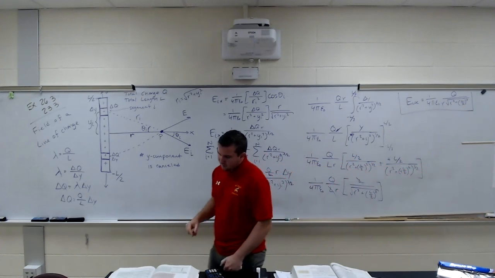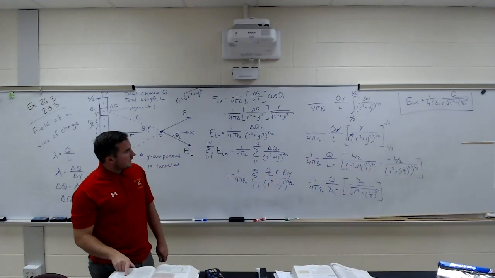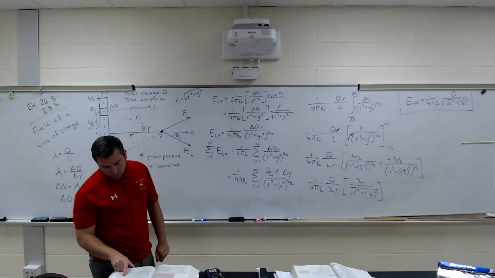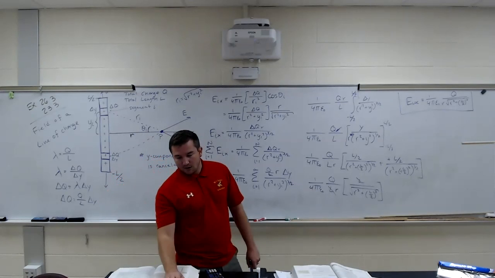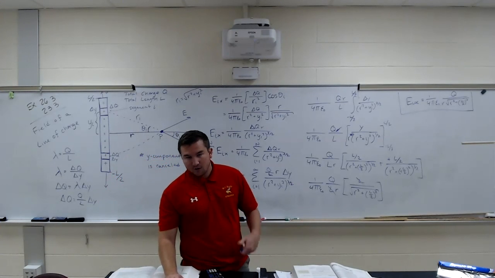Double check just to make sure I got it right. 1 over 4 pi epsilon naught times Q over R times the square root of R squared plus L over 2 squared. Excellent. Hopefully I recorded it this time. I did.